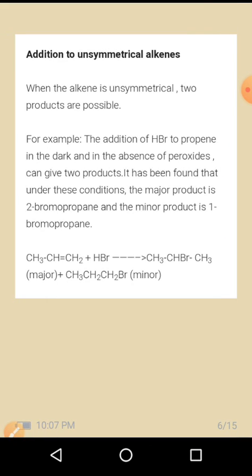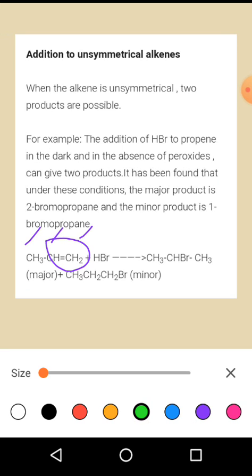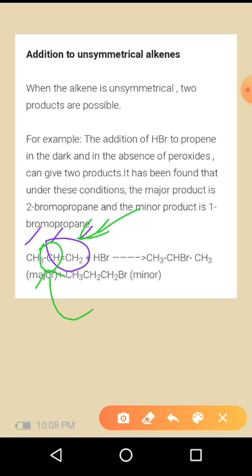Here you can see CH3-CH=CH2. Here 3 hydrogen atoms are present, here 1, here 2. The double bond is present between these two carbon atoms. Among these two carbon atoms, this carbon carries fewer hydrogens compared to this one. So according to the Markovnikov rule, when the substituent is added to this carbon center, the major product is formed. Suppose the substituent is added to this carbon atom, it will form the minor product.